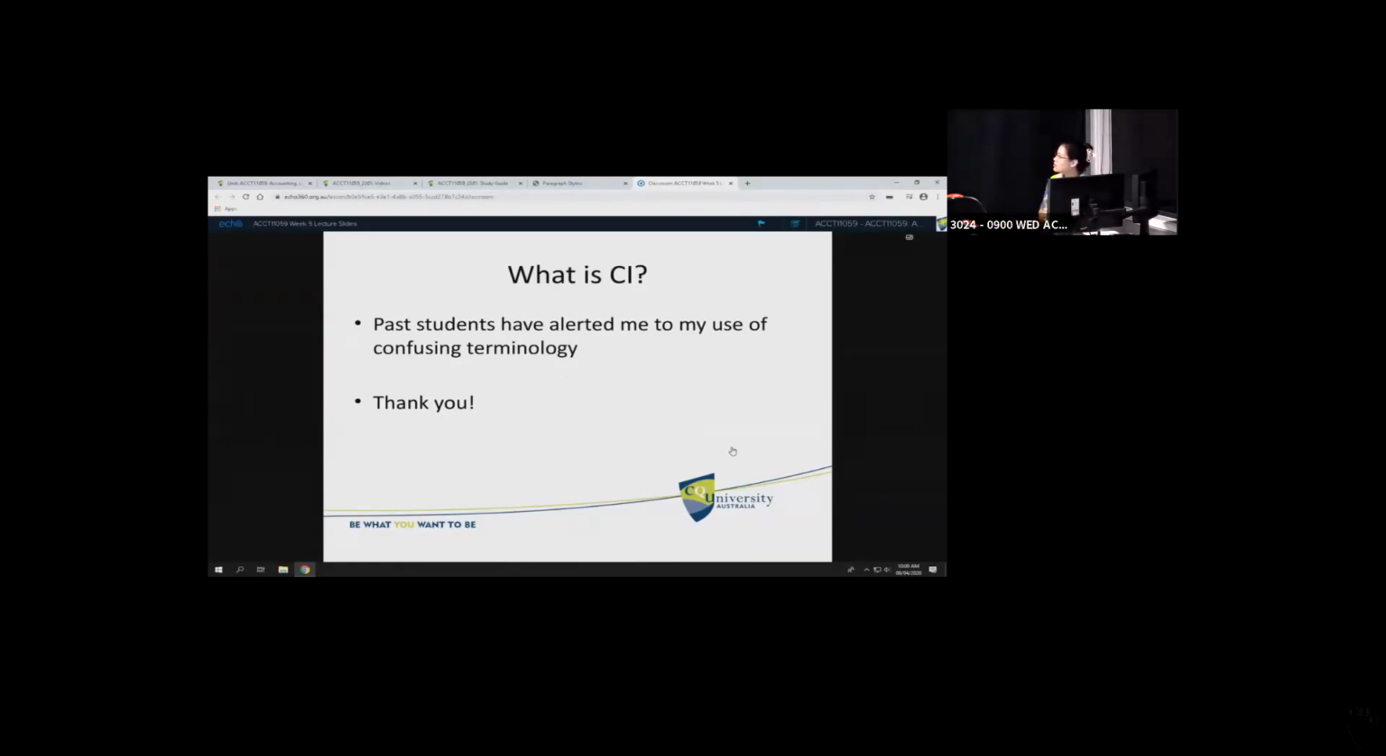Martin, I could see you on screen, but I couldn't hear anything, so I thought I might just see if you were able to unmute your microphone. Oh, can you hear me now? Yes, thank you.